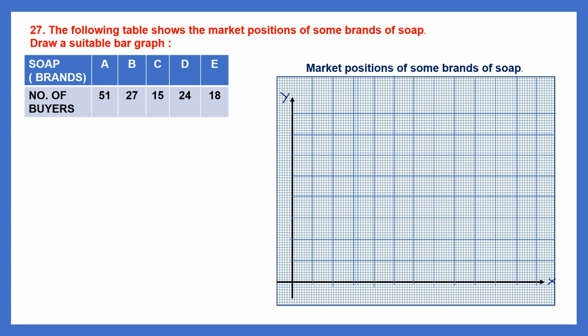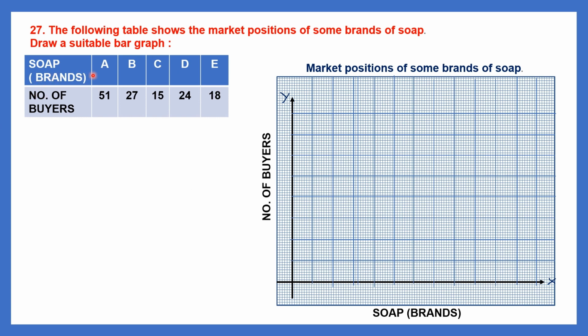So first thing we need to do is draw an x-axis and a y-axis. Next thing is we have to write what we're going to show on the x-axis. So what we have here, soap brands, is what we're going to show on the x-axis, and what we have here, number of buyers, is what we will show on the y-axis. So all our numbers will come on the y-axis. So here we have number of buyers.